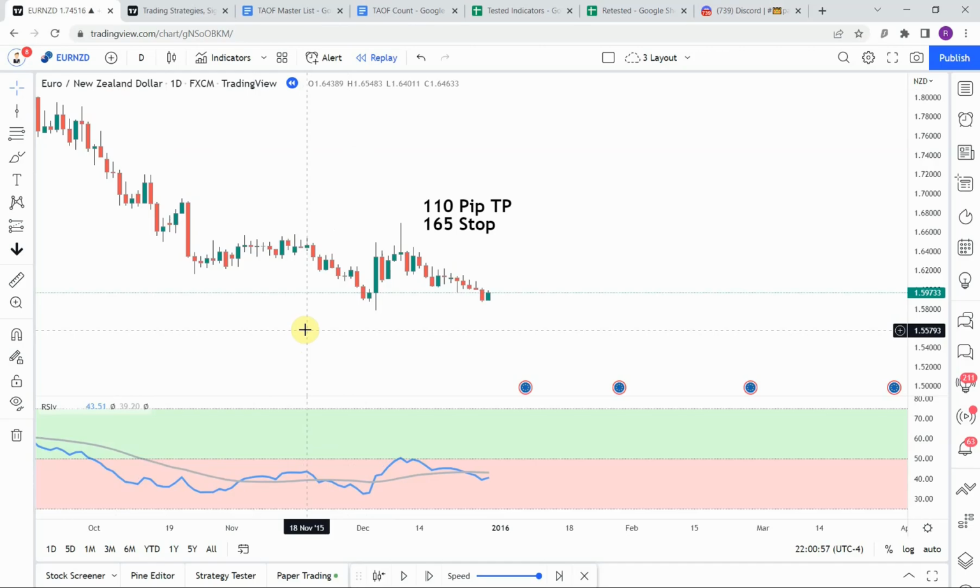Today we will be testing the RSI with VWAP and moving average.